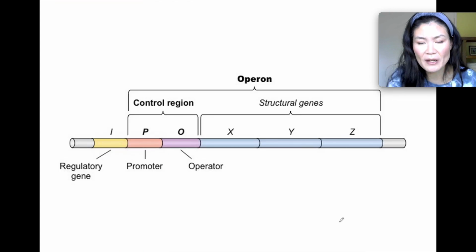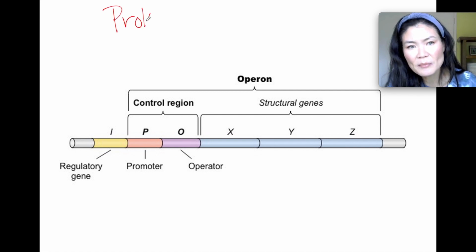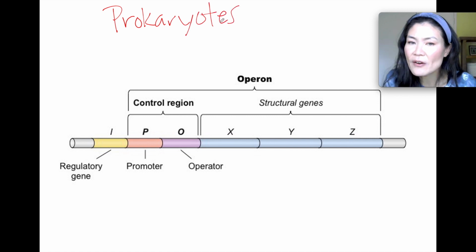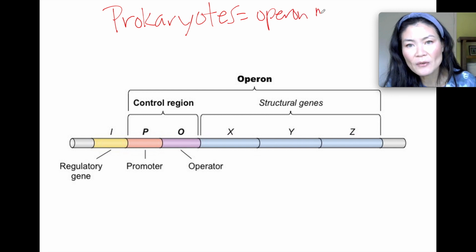Okay, so let's talk about that. They have operons, okay? So operons are only found in prokaryotes. So that's one misconception that I see a lot with students, is that they think that eukaryotic cells, such as our cells, have operons. We do not have operons. We do have promoters and we do have genes on our chromosomes, but we don't have an operator. We do not have repressors or regulatory genes, okay? So the operon model, this is what we call the operon model, is only found in prokaryotes or bacteria.